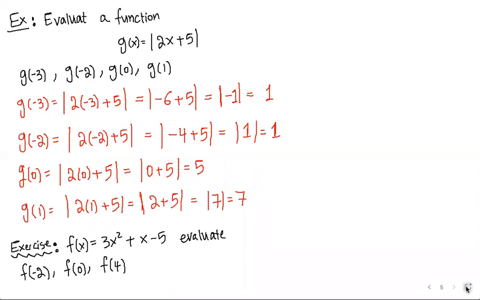So let me give you another example for functions. Before I move to the next slide, does it make sense, like the previous example? You know how to plug inside the absolute value function. Yeah, that makes sense. Okay. So now we have another kind of function. It's called a piecewise function.